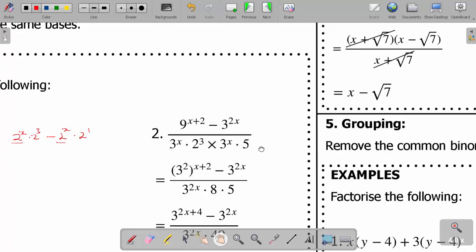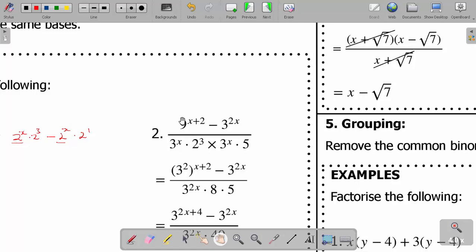Yes, hello, let us continue. Let us explain this again. We are saying here that 9 to power x plus 2 minus 3 power 2x divided by 3 power x times 3 times 2 power 3 times 3 power x times 5. Okay, the dot means multiplication.